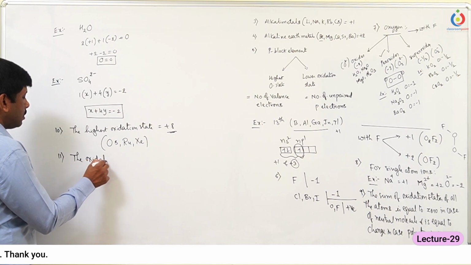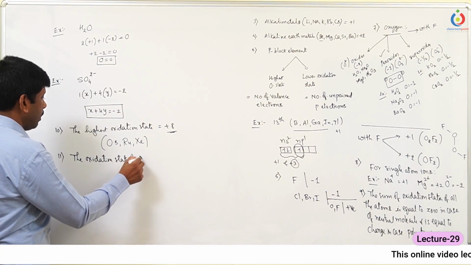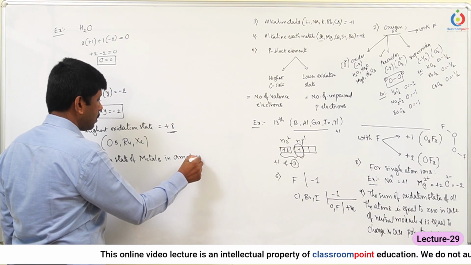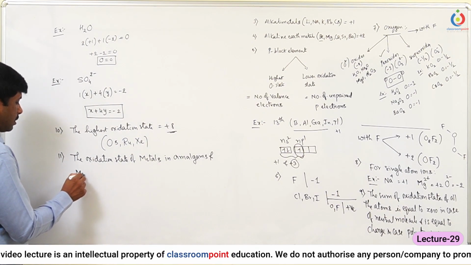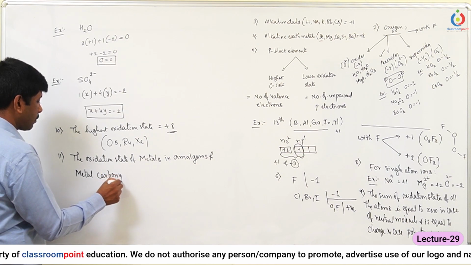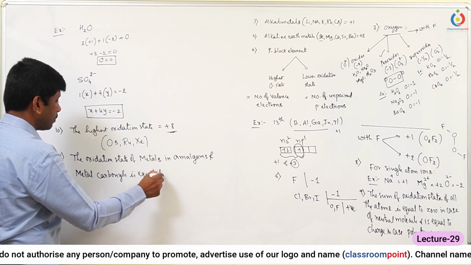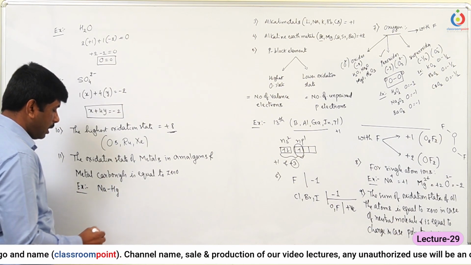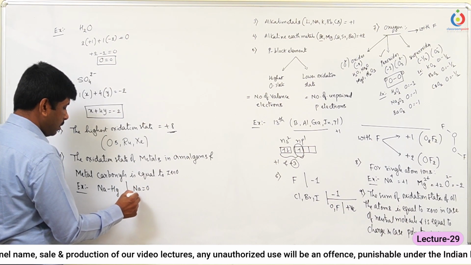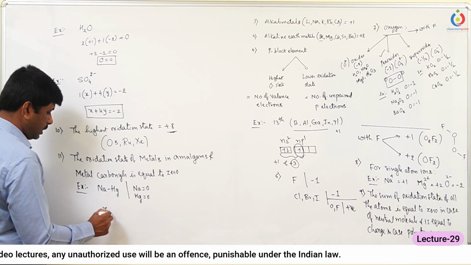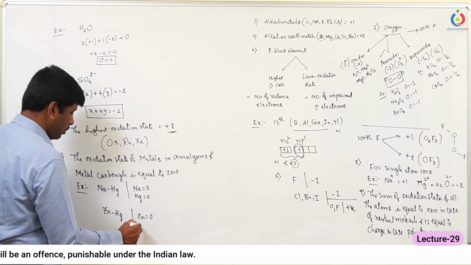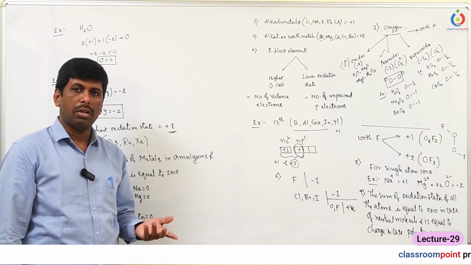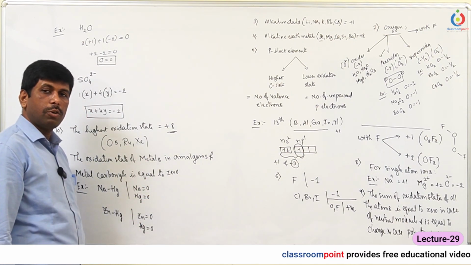The oxidation state of metals in amalgams and metal carbonyls is equal to 0. Example, sodium amalgam. Here both metals' oxidation state is 0. Sodium is equal to 0. Mercury is also equal to 0. Zinc amalgam. Zinc oxidation state equals 0. Mercury oxidation state also equals 0. So when metals combine and neither of the atoms loses or gains electrons, that's why the oxidation states of both elements are taken as 0.